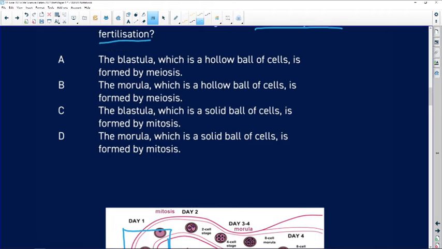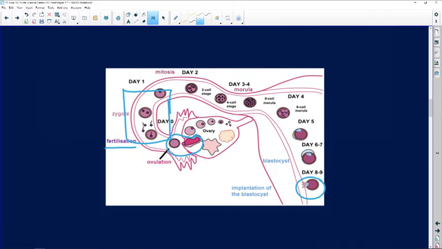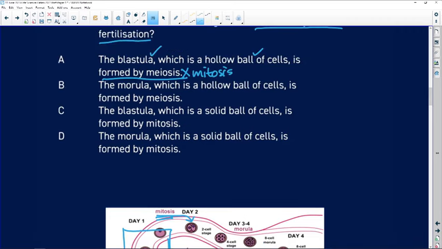Let's go to our options. Option A: The blastula, which is a hollow ball of cells, is formed by meiosis. Now, yes, the blastula is indeed a hollow ball of cells, but it most definitely is not formed by meiosis. It's formed by mitosis. After fertilization, we have mitosis continuing all the way around until we have a blastula that is many, many cells large, but all of those cells are the product of mitosis. So getting back to our option A, it is definitely wrong.